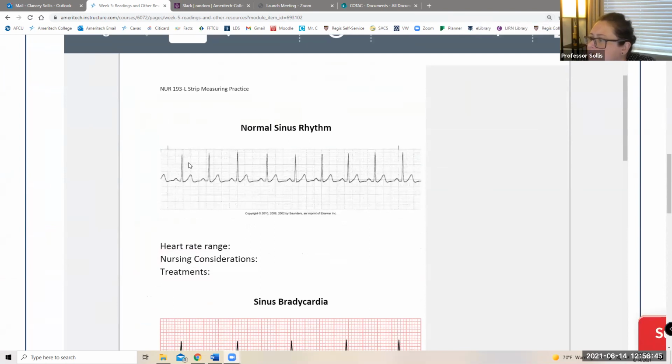Okay, so heart rate range for this one. This would be 300, 150, 75, and a little below 75. Or you could do 1, 2, 3, 4, 5, 6, 7, 8, 9. How many seconds is that? 1 second, 2 seconds, 3 seconds, 4 seconds, 5 seconds, 6 seconds. We get 1, 2, 3, 4, 5, 6, 7, 8. So 75 to 80 for that one.